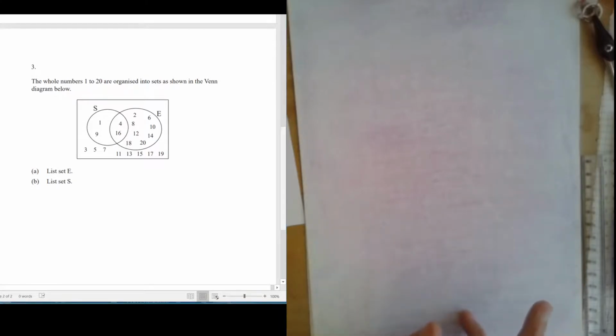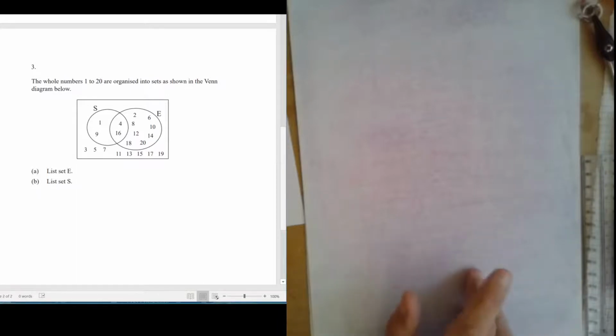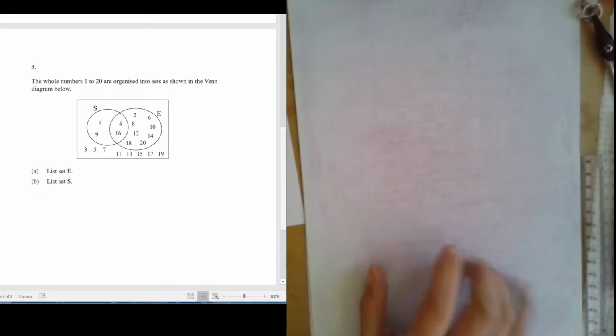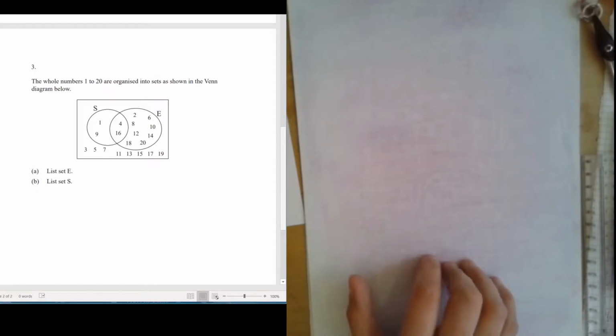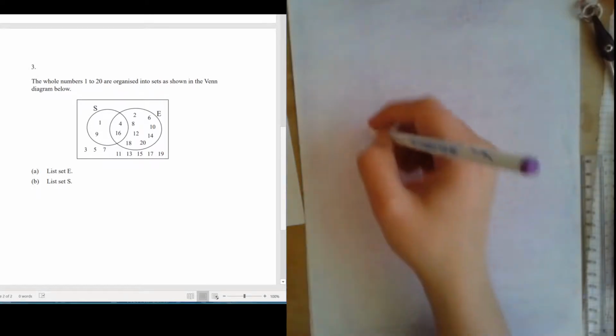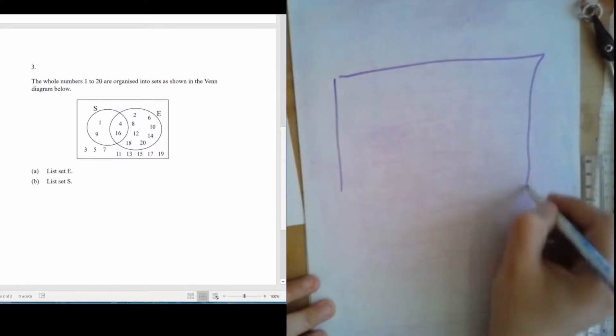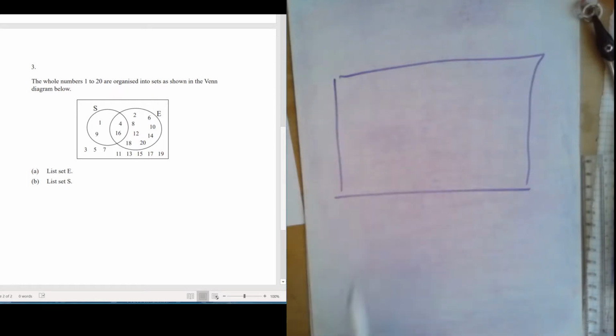Whole numbers from 1 to 20 are organized into sets as shown in the Venn diagram. It says list set E and list set S. They don't actually tell me to list anything but set E and set S. Okay, so let's just get that Venn diagram drawn. I'm going to pause while I get this Venn diagram drawn because it's going to take me a little while.